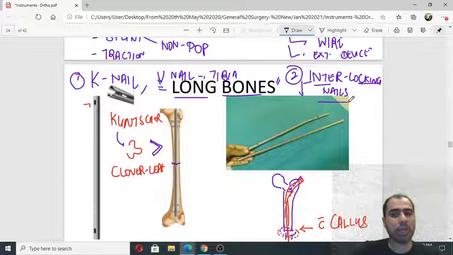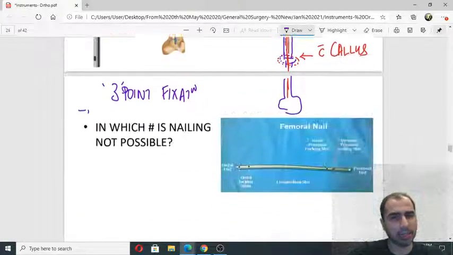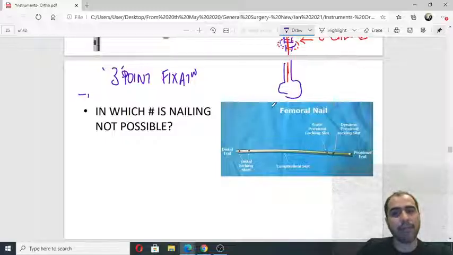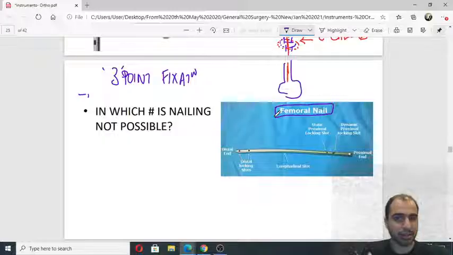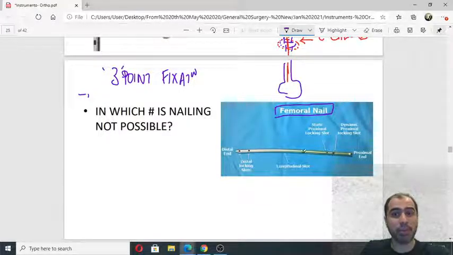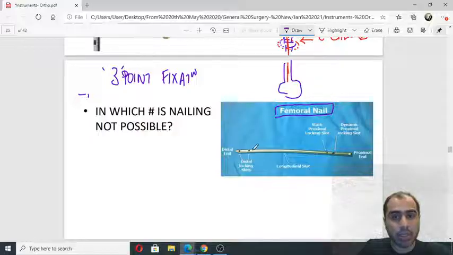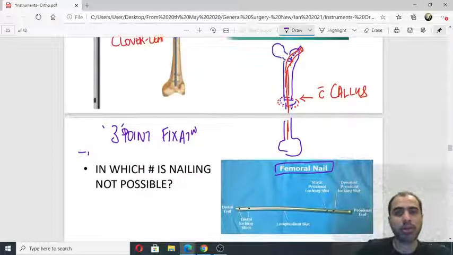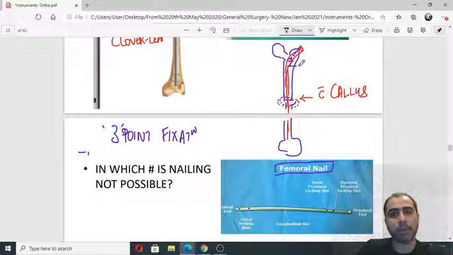Now, what are interlocking nails? Very easy. If I am putting an interlocking nail in the femur, the nail is not going to be straight. The nail is going to have the curve of the femur. So it will be curved if it's going to be put in the femur. It has these slots for putting the screws. So when the nail is put, like I'll show it over here, it will be a curved nail. It will be kept in place with the help of screws.